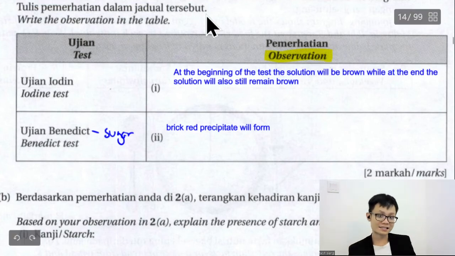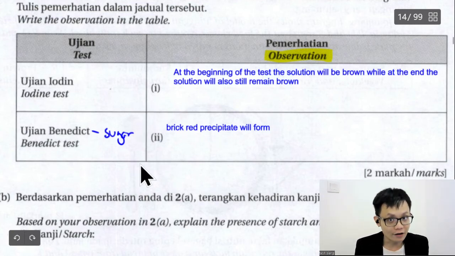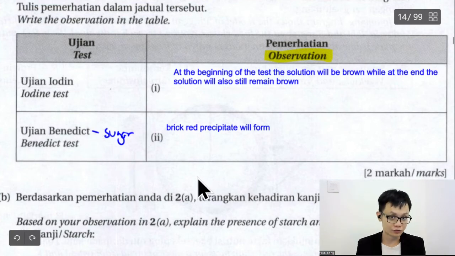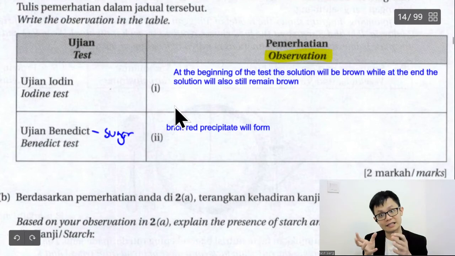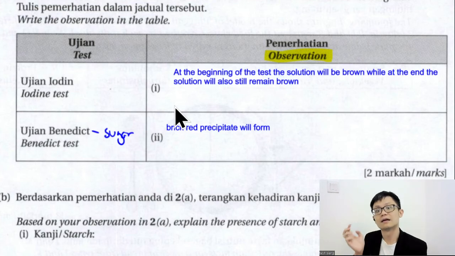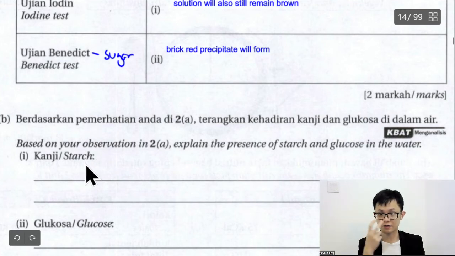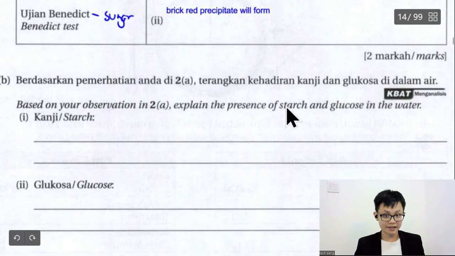You get what I mean or not? So when the question asks for observation, it must only be the thing that you can see. What you can see is the color, the change of shape, and so on. So we answer according to the question. The conclusion will be the presence of sugar in the water, or the presence of sugar in the urine. The conclusion: Ali has diabetes because I get red color. The observation is brick red precipitate. The conclusion: Ali has diabetes. You get what I mean or not? It depends on the question. Let's move on. Based on your observation, again, the thing that you can see, explain the presence of starch and glucose in the water.